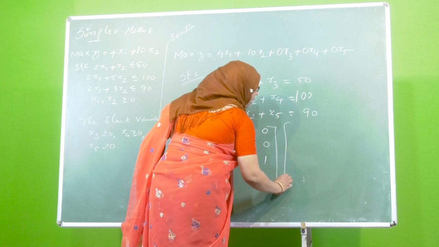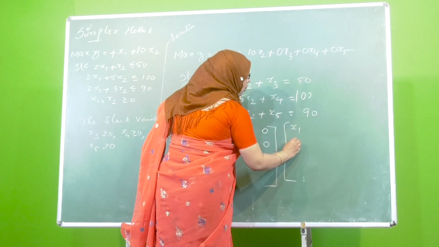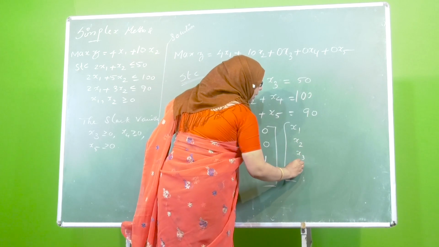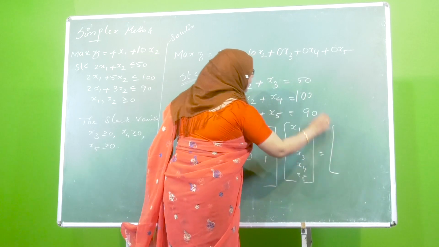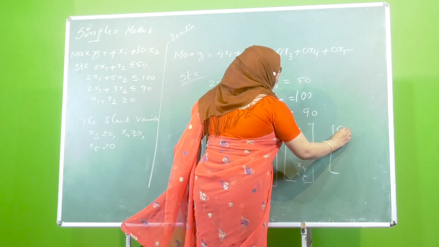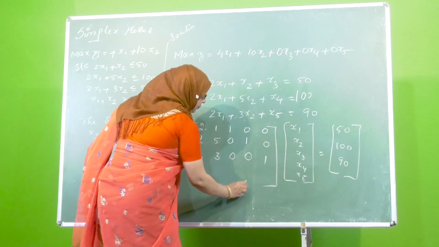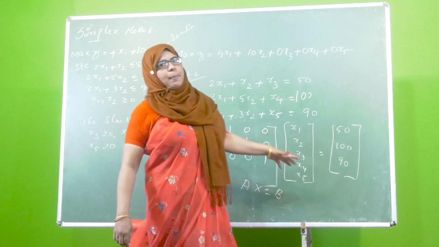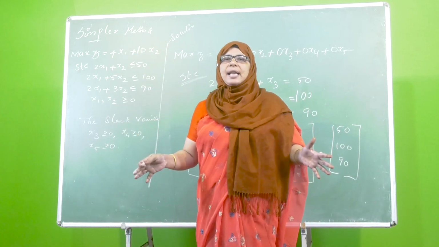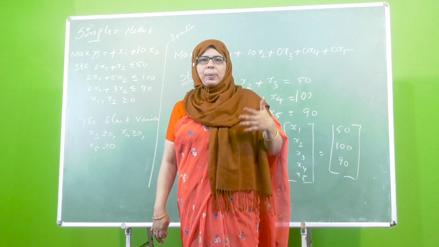The variables present in the equation are x1, x2, x3, x4 and x5. The constants are 50, 100, 90. That is Ax is equal to b. After completing the matrix form, we have to put the problem in tabular form.